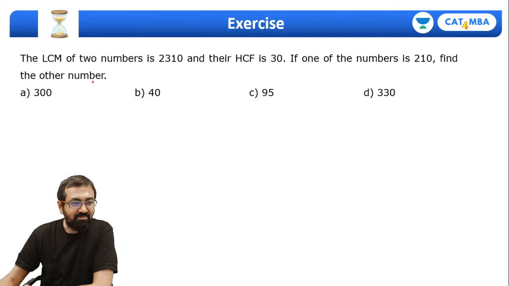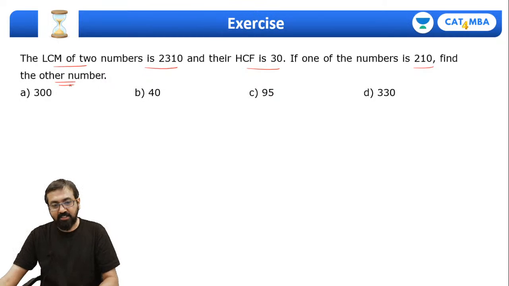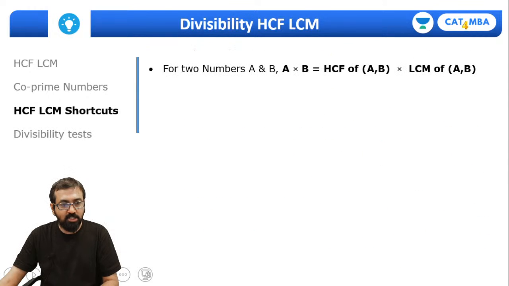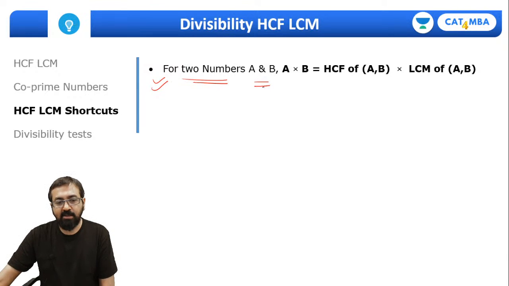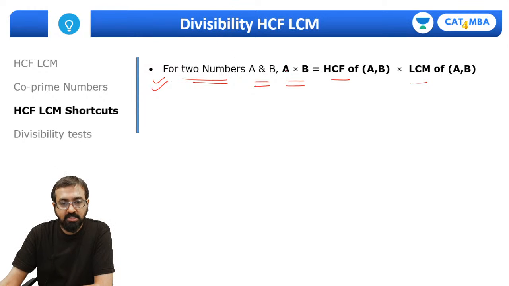Yeah. So guys, the LCM of two numbers is 2310 and the HCF is 30. If one of the numbers is 210, then find the other number. Now there is a formula which we missed out during today's session. So please note down this formula, everyone. For two numbers A and B, the product of the two numbers is equal to the product of their HCF and LCM.